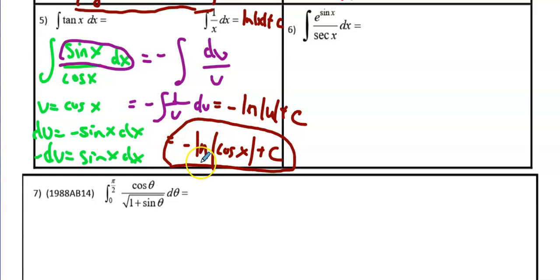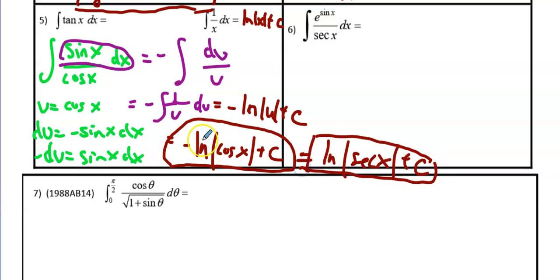Now, I was not imagining the exam being this mean, but you could also say that the negative natural log of cosine of x is actually equal to the natural log of the secant of x plus c as well. Because remember, you can pull this up. This could be raised to the negative 1 power. So you could drop it down to be 1 over cosine, which will give you secant. So these are actually equal to each other, but I do not see them being mean and doing that problem like this.